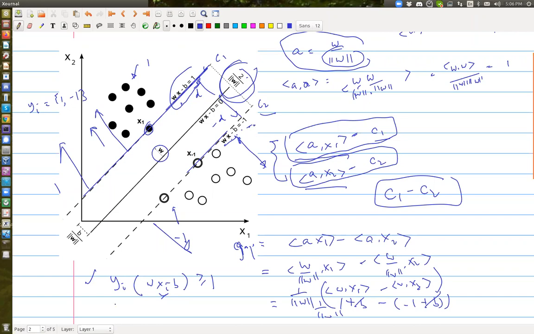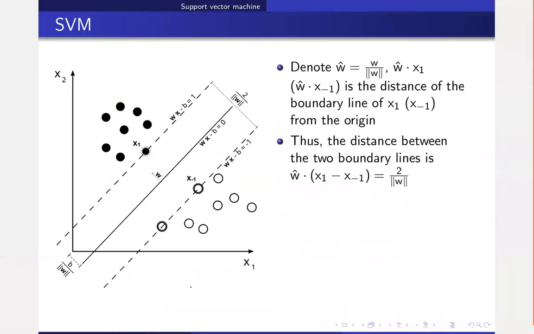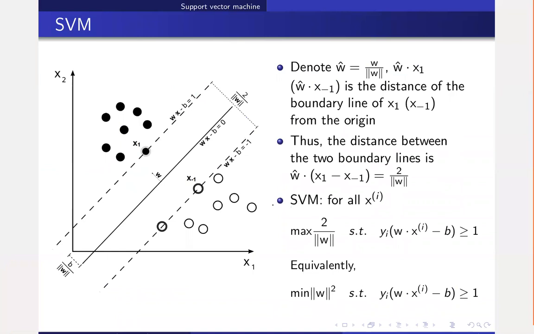So if I multiply by the label, which is supposed to be minus 1, minus multiplied by minus will be plus. So it should be bigger than or equal to 1 instead. Also. Now, is that clear? So therefore, I will have essentially this optimization problem coming up.